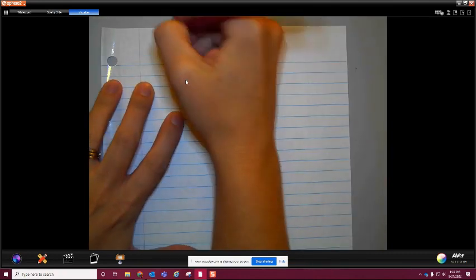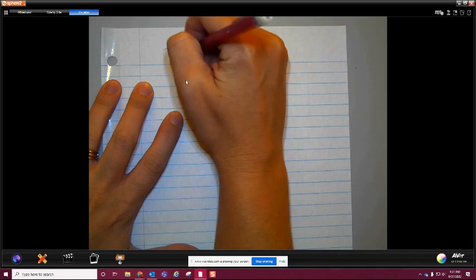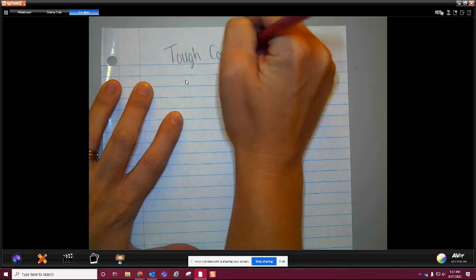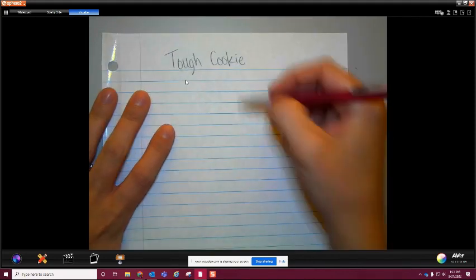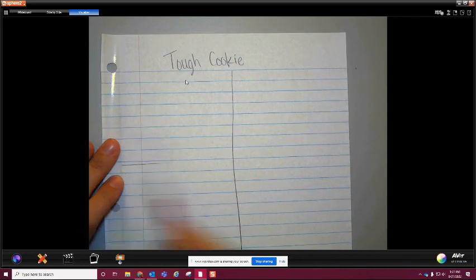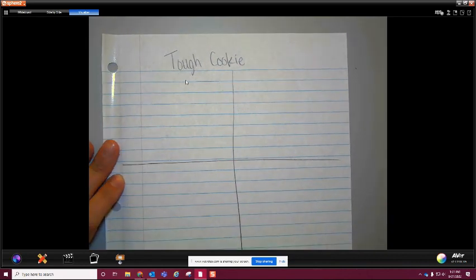Okay. All right, so for this one, we're going to just label this at the top. We're going to write Tough Cookie. Just put that at the top. And then we're going to put this into 6 different boxes, about the same size. So 6 different boxes there. As I'm going through this, if you need to pause for any time, because I'm going too fast, you can do that as well, okay?